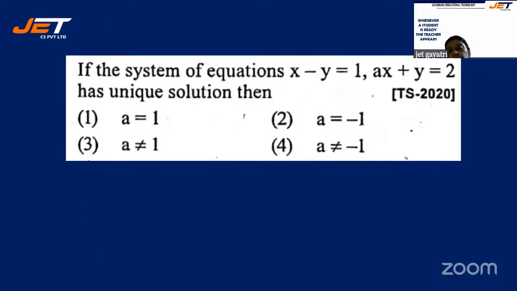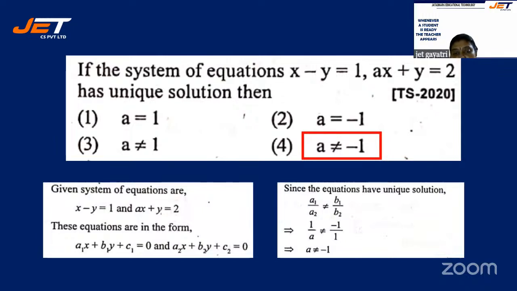Alright, if the system of equations x - y = 1, ax + y = 2 has a unique solution, then it means a is not equal to 1. We have already studied this, isn't it? The given system of equations are in the form a1x + b1y + c1 = 0, a2x + b2y + c2 = 0. It means a1/a2 is not equal to b1/b2. Whereas a is equal to -1.